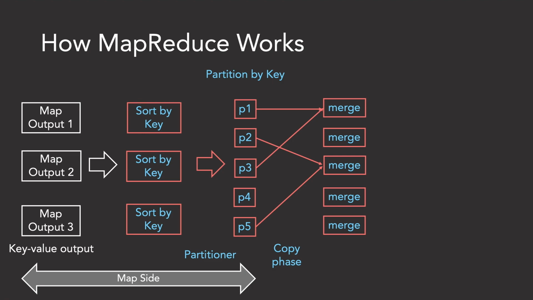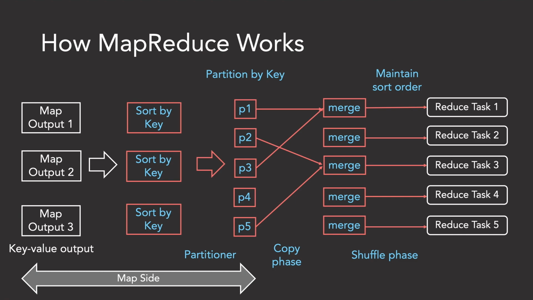Again, it will be done by the framework, and then it will be sent to the reduce task or the reduce function while maintaining the sort order. So this is called the shuffle phase. Then the reduce tasks would take the merged and sorted records as their input, and then generate the aggregated output. So from merge till the reduce task is basically the reduce side of things.